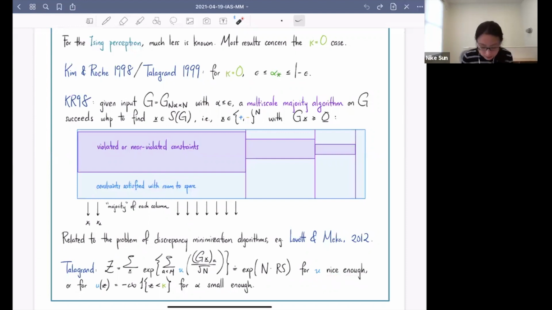He also shows it for the model that I described, where that would mean that u is either 0 if z is greater than or equal to kappa, or minus infinity if z is smaller than kappa. For this function, which is certainly not nice in the way that I just described, he does show that this formula holds provided alpha is small enough. So this is actually stronger than the result I just described.